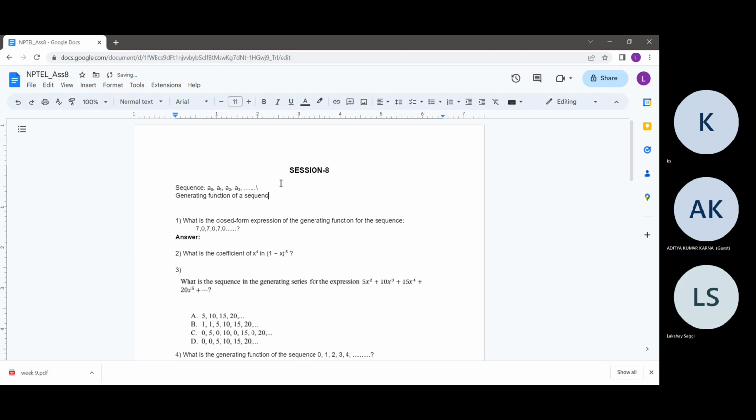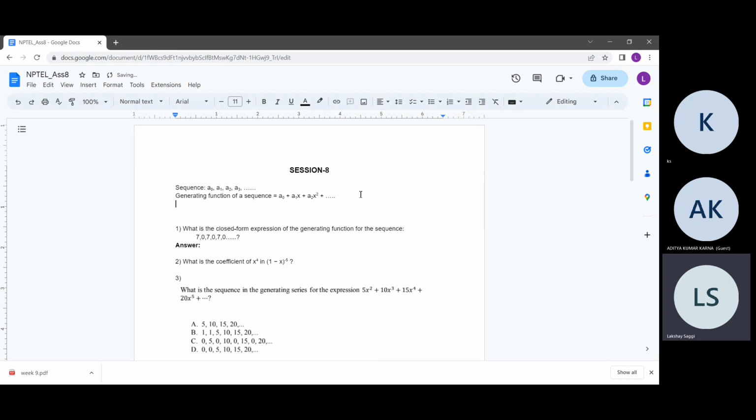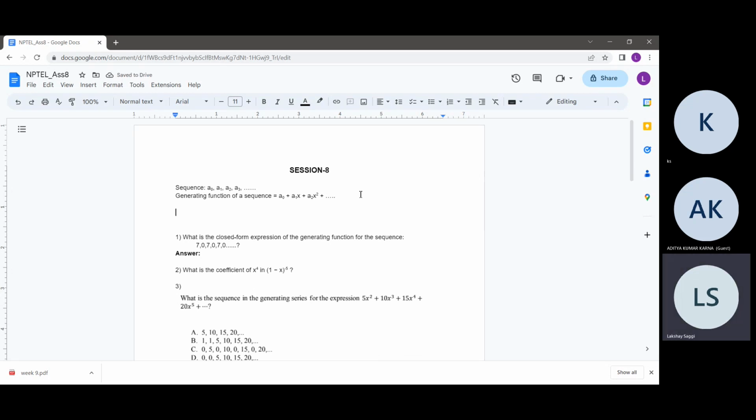The generating function of a sequence: let's say the sequence was A0, A1, A2, A3 up to infinity. Its corresponding generating function would be A0 plus A1x plus A2x squared, and so on till infinity. So basically, A0 is the coefficient of x to the power 0, A1 is the coefficient of x to the power 1, A2 is the coefficient of x to the power 2, and so on. This is the relation between a sequence and its generating function.